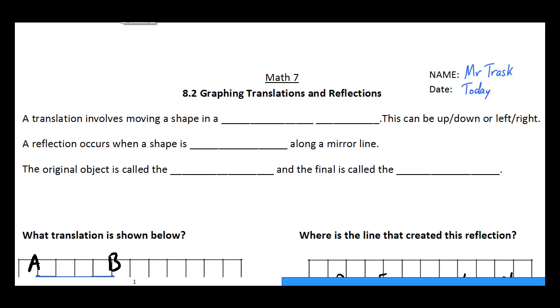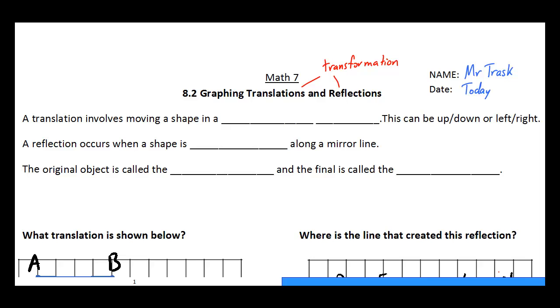Okay, welcome to 8.2. This is a section on graphing translations and reflections. So it's important to notice that translations and reflections are both examples of something in mathematics that we call transformations. And just like the name sounds, we're transforming a geometric shape, a triangle, a square, a parallelogram. We're going to change it in some way.